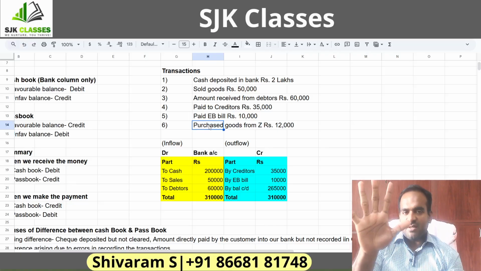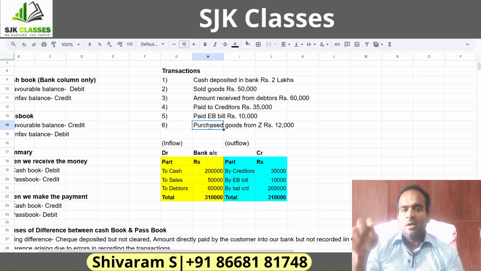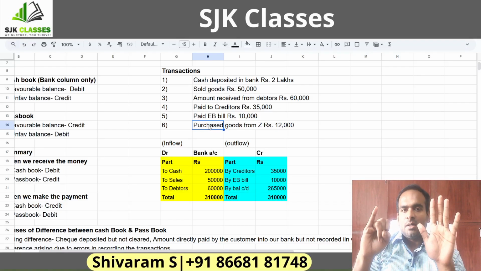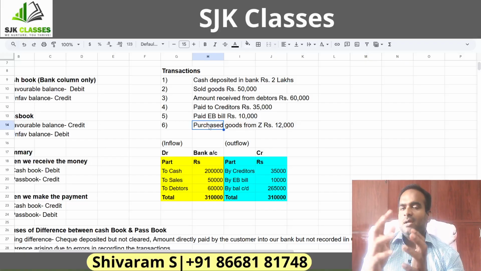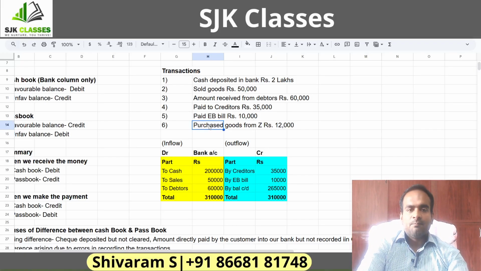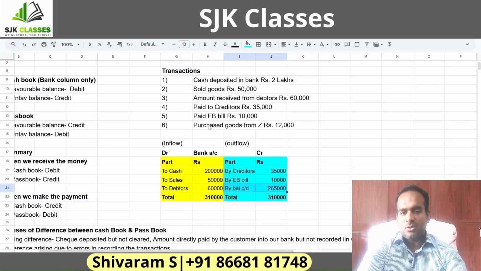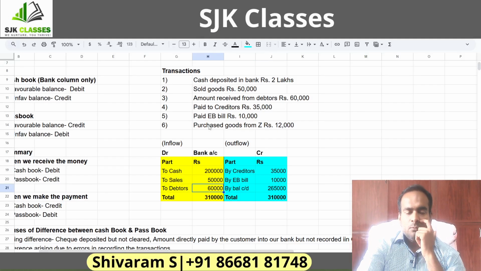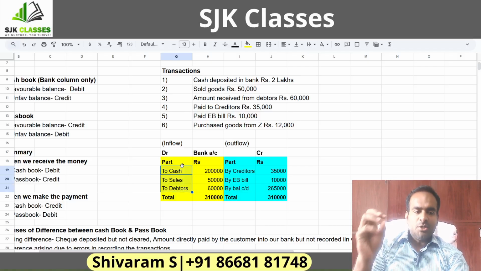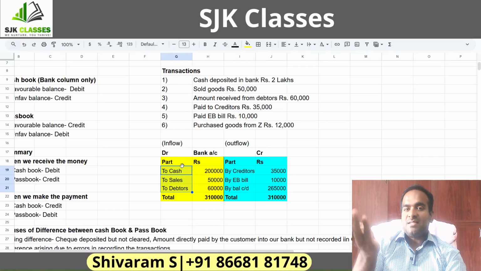For the first 5 transactions, we'll have some posting in the bank account. The sixth transaction is a credit transaction, and there is no bank involved here, so in the bank ledger, no posting will be there. Now, after these 5 transactions, what is my closing bank balance? It comes to 2,65,000. The point to be noted here is the debit side of the bank account. If you look at the debit side of the bank account, it shows the receipt part.